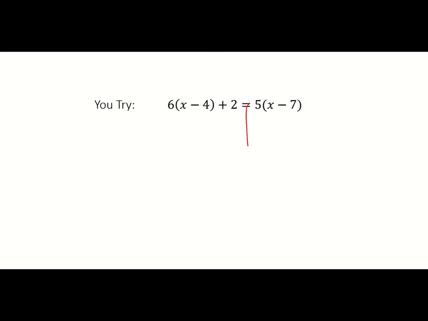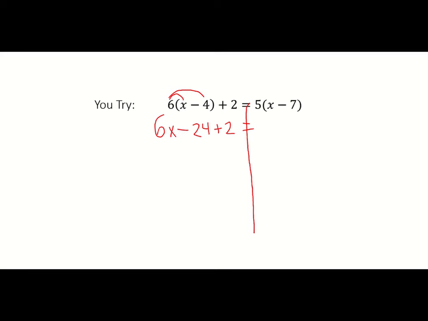To solve this problem, we first want to clear the parentheses by distributing. So on the left-hand side, we have 6 times the quantity x minus 4 plus 2. We're going to distribute the 6 to the x and to the negative 4. Since the 2 is outside the parentheses, we will not do anything to that number just yet. 6 times x will give us 6x. 6 times negative 4 will give us negative 24. And then I'm just going to drop down plus 2.